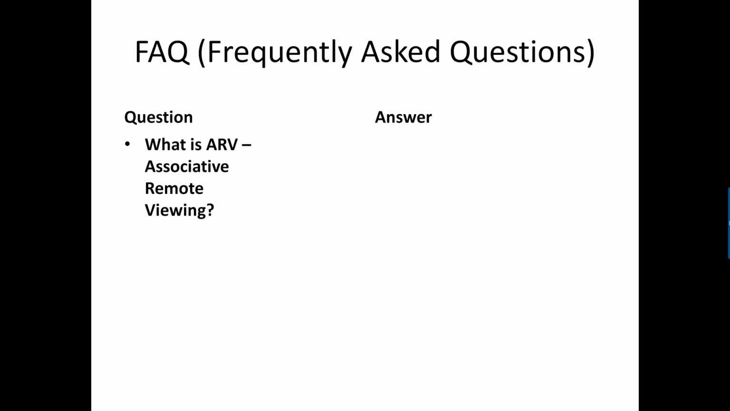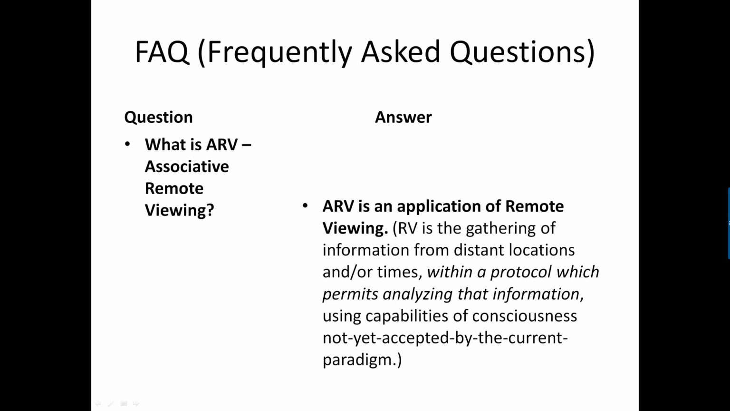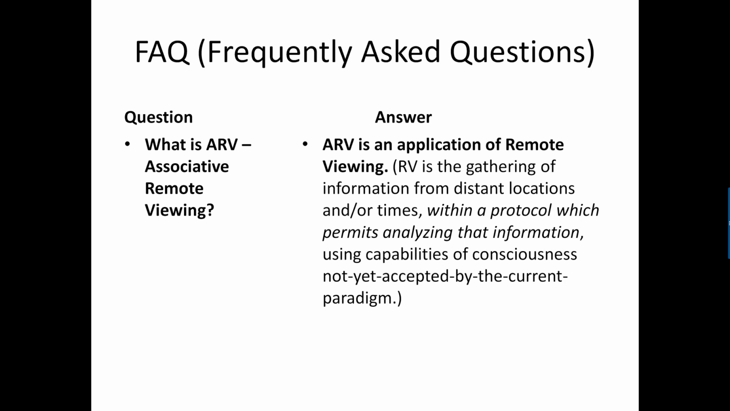Now, ARV is an application of remote viewing. There are many different kinds of remote viewing styles out there, but you could use any of those styles with ARV, since you can apply any of the remote viewing approaches to associative remote viewing. Now let me give a definition of what remote viewing is. RV is the gathering of information from distant locations and or distant times. Now, this must be done within a protocol which permits analyzing that information using the capabilities of consciousness not yet accepted by the current paradigm.